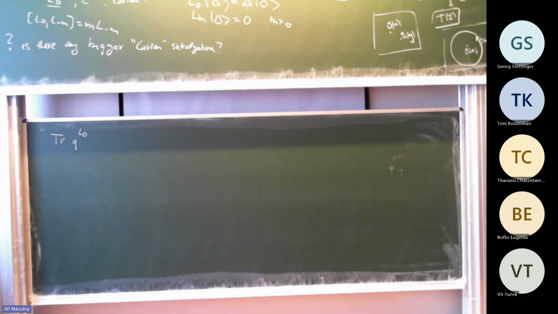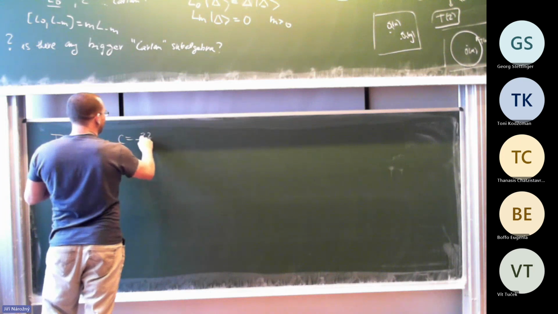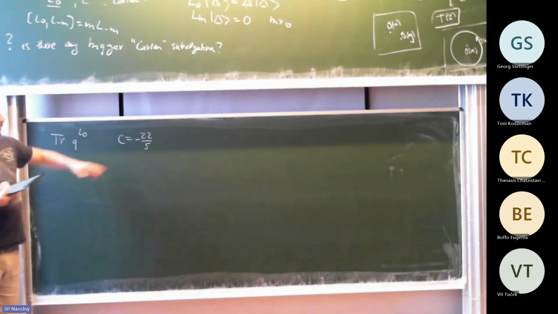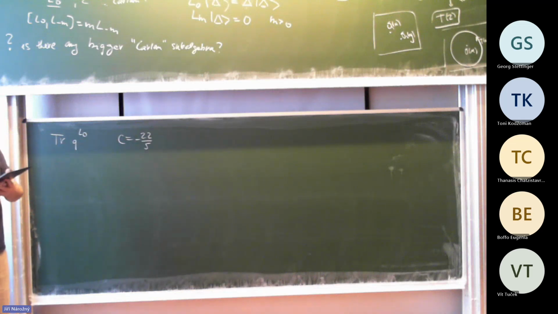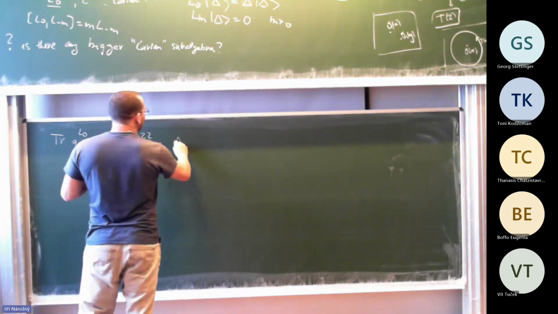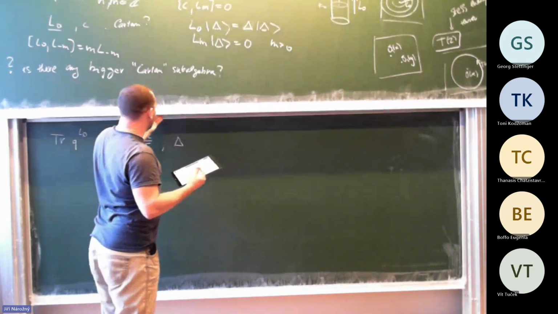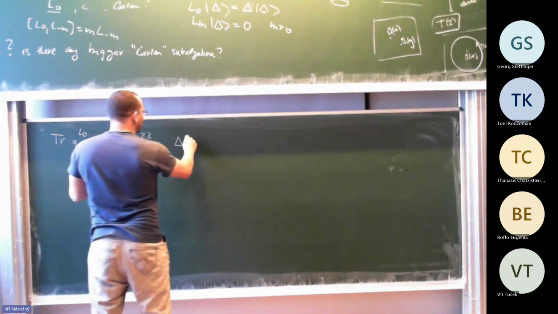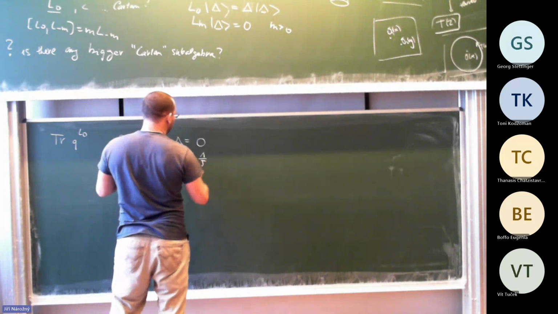So, for example, my favorite class of representations corresponds to c equal to minus 22/5. This is some kind of numerology. Why is it this number? But it's one of the smallest representations of the algebra. There we have two interesting isolated states, the primaries. One has delta equal to 0, and another one has delta equal to 1/5.